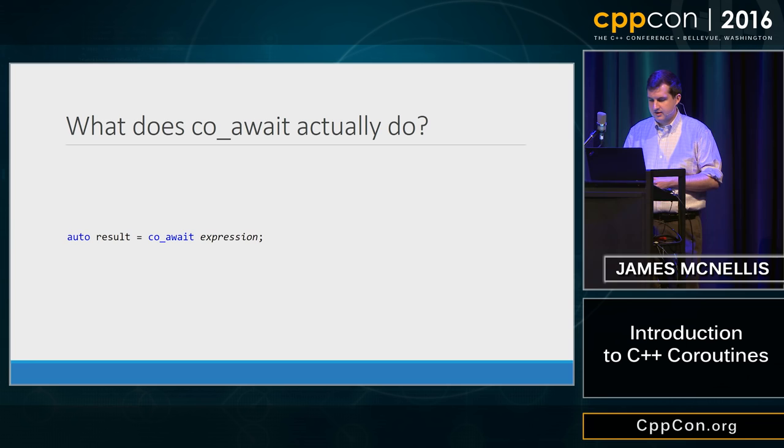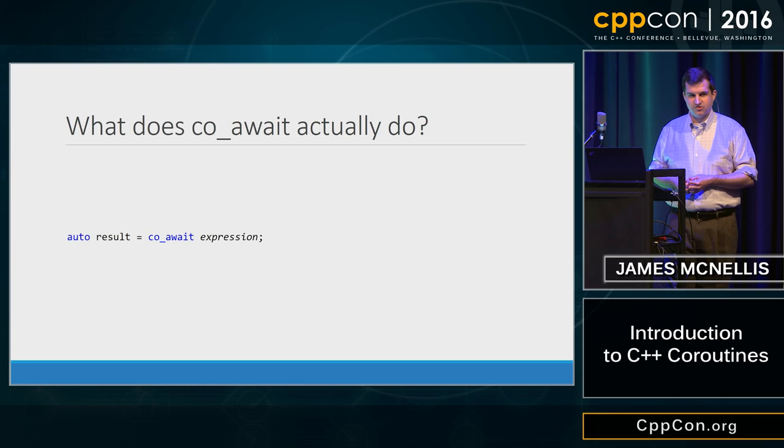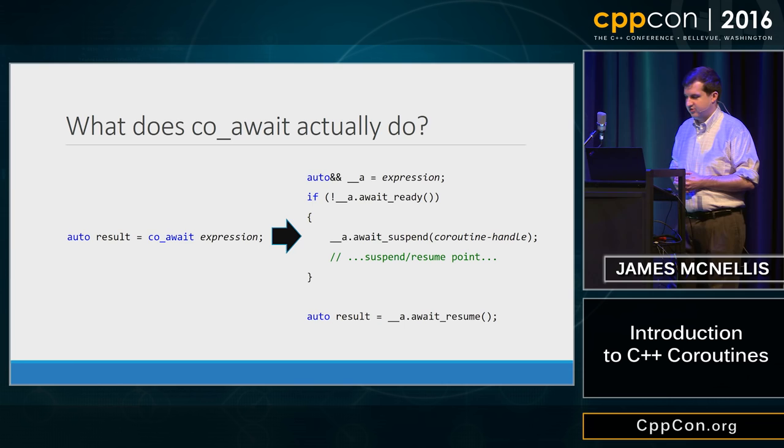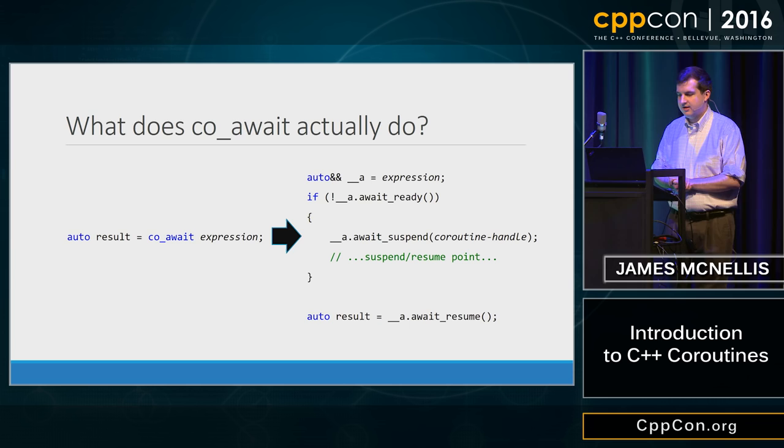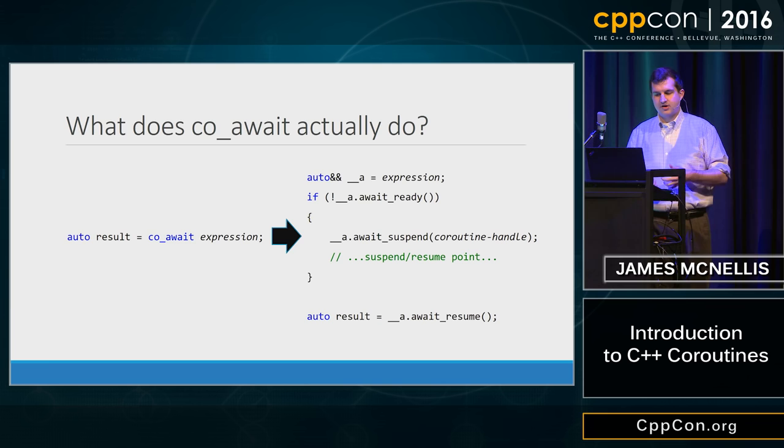So what does this co_await actually do? Well, the compiler takes the co_await expression and transforms it into slightly different code. And this is the code that it ends up generating. First it takes that expression and stashes it in a fake little variable so that it can refer to it. And then it asks the thing, well, are you already ready? It does this by calling the await_ready function. And if the thing is already ready, if it already has the result that it needs, then it's not going to go through the expense of suspending.